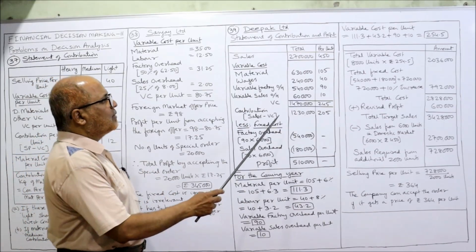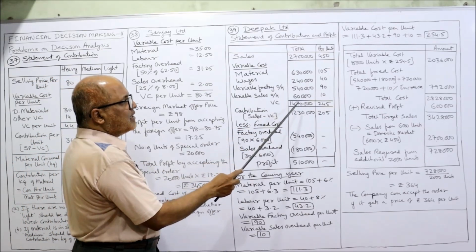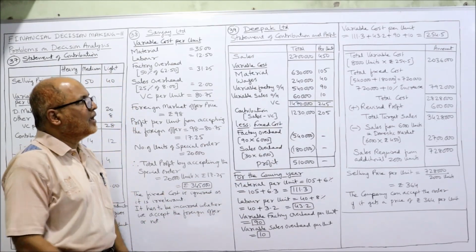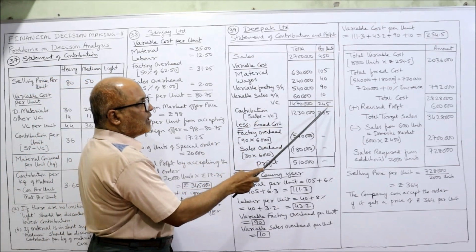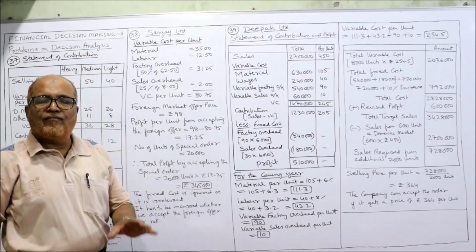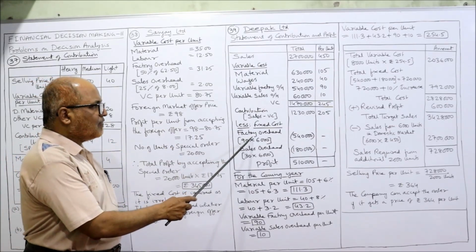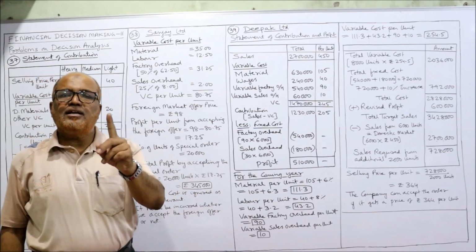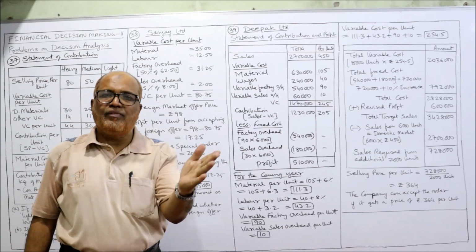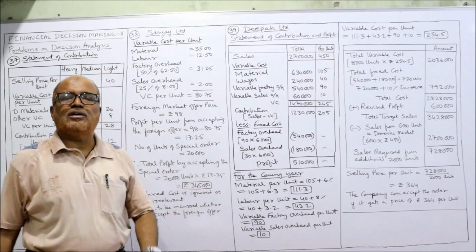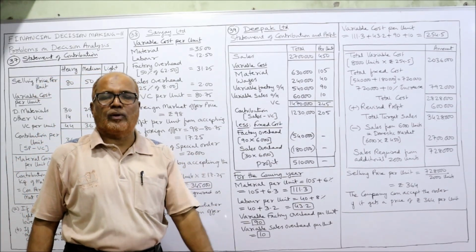Contribution, sales minus variable cost, 27 lakh minus 14 lakh 70,000, 12 lakh 30,000 is the total contribution. And per unit 450 minus 245, 205. Right? From contribution, we deduct the fixed cost. Now the fixed cost are factory overhead. 180 rupees are given, 50% variable, 50% fixed. So 90 into 6,000, 5 lakh 40,000 is the total fixed factory overhead.